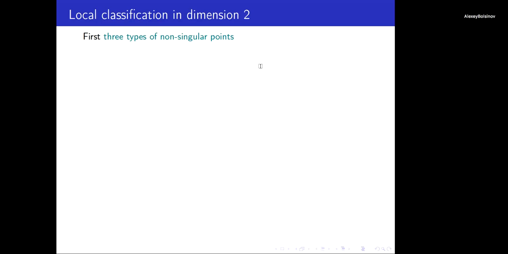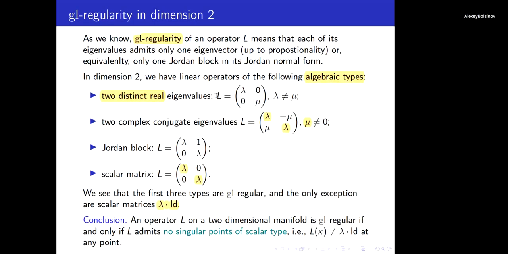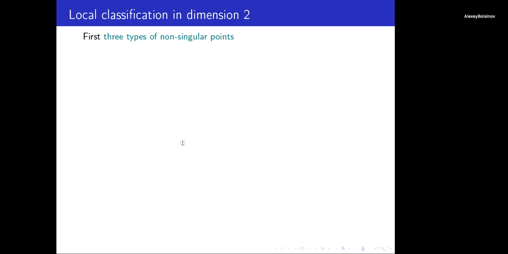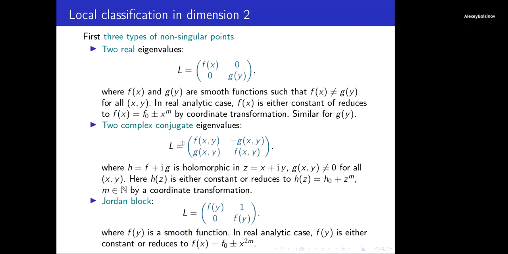Basically three types we have just mentioned here. Either at this point we have two distinct real eigenvalues or two complex conjugate eigenvalues, or at this point and in the whole neighborhood of this point, our operator is similar to a Jordan block. Okay, so no bifurcations happen. In this case, of course, we know the answer. Here is the list of three non-singular points in dimension two.